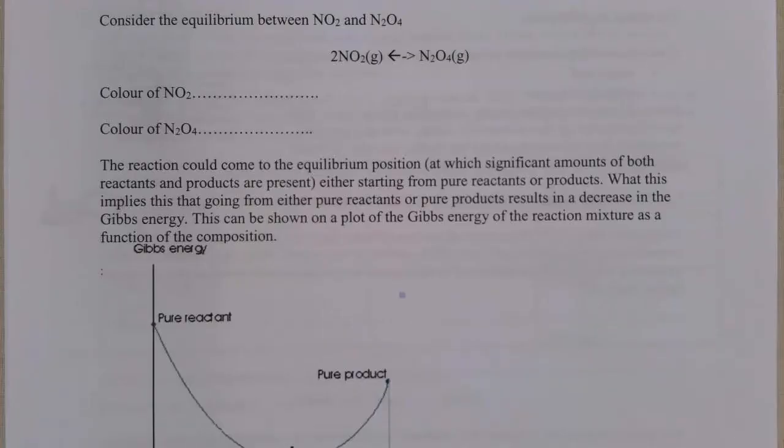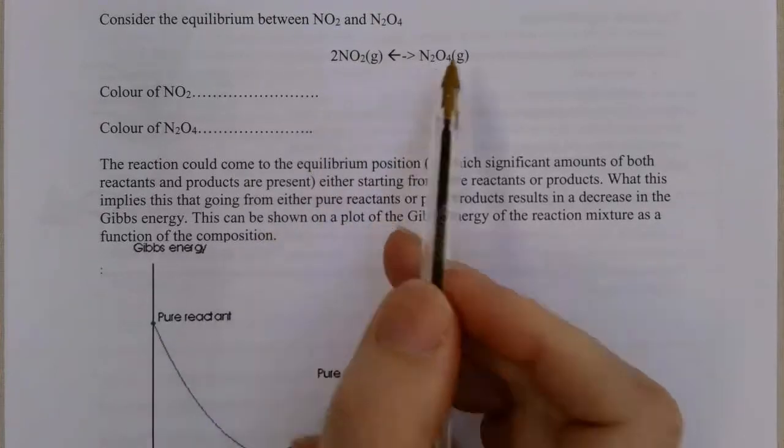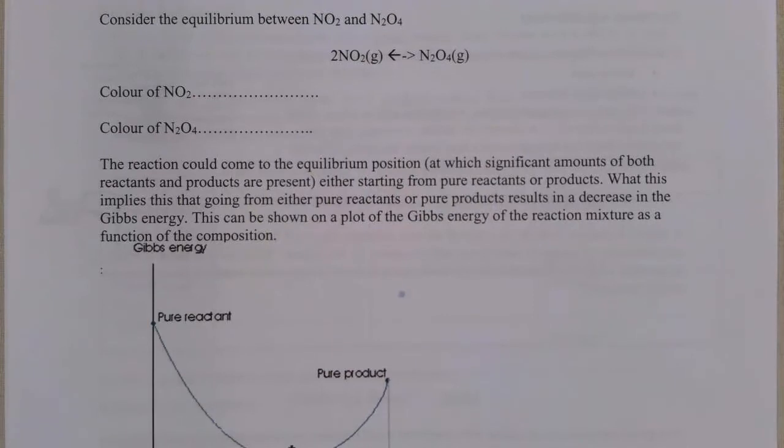Welcome back. In the first video in this series we looked at Le Chatelier's principle. We're going to move on this time and look at Gibbs free energy, and we're also going to start looking at Kc. That's the equilibrium constant. So you're going to need your notes and a calculator, and we're on page 10. We're looking at this equilibrium which we studied earlier.